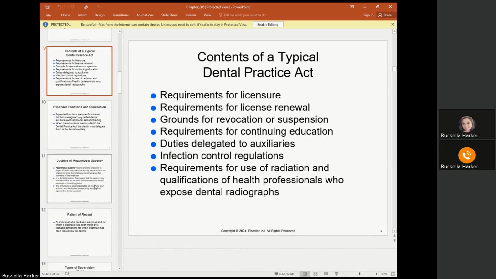So in a typical Dental Practice Act, it has the following things that are listed here. The requirements for licensure and requirements for license renewal are at the top, and very important, you have to be licensed in order to provide dental treatment to anyone. There are reasons that those licenses can be revoked or suspended. And there are requirements for continuing education.